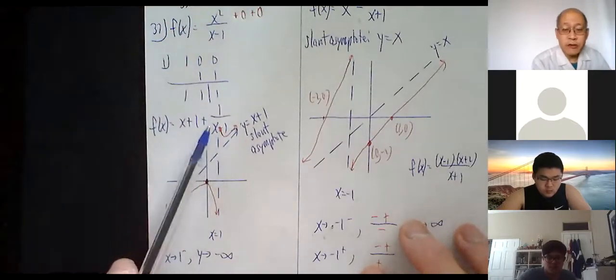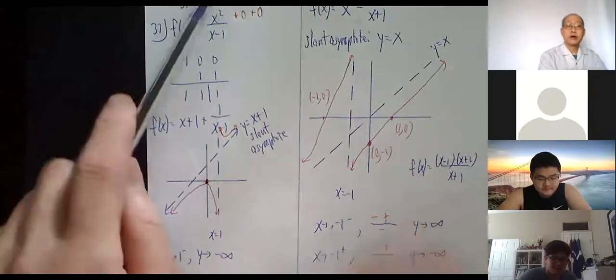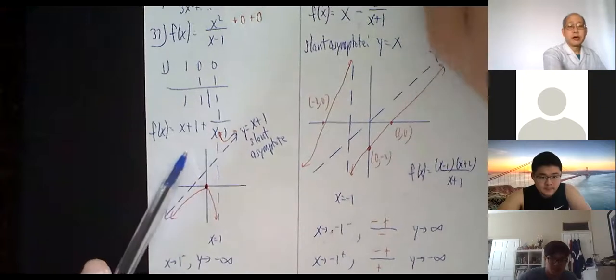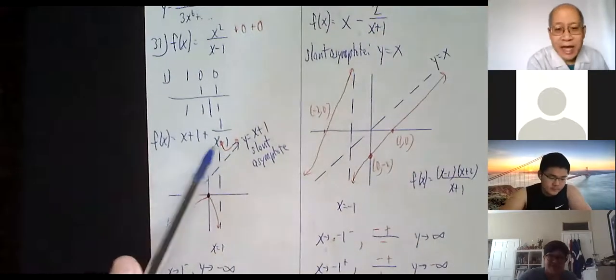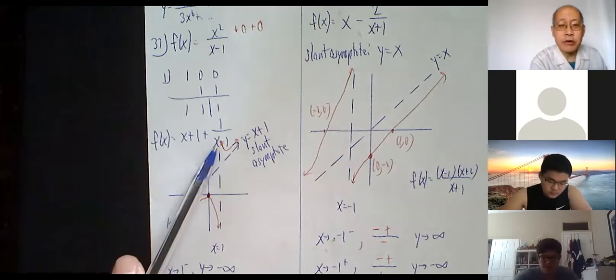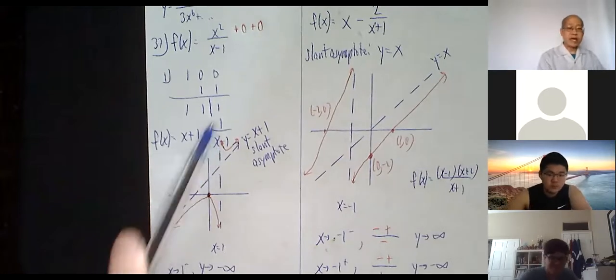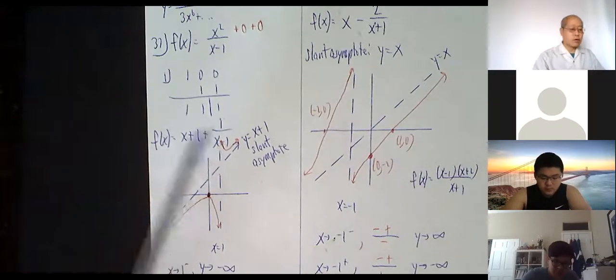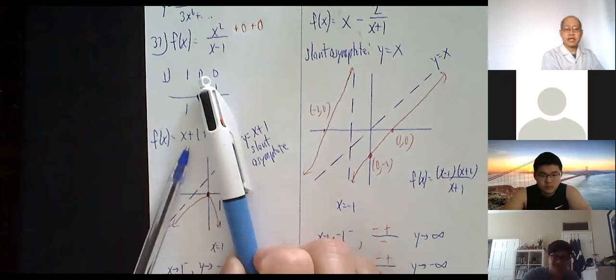Okay, so this is 1 over x plus 1. So that is the same as this. Okay, now here's the logic. When x gets super big, either positive or negative, if I plug in 1,000,000 or negative 1,000,000, either case, this drops into insignificance. So you essentially have y equals x plus 1.